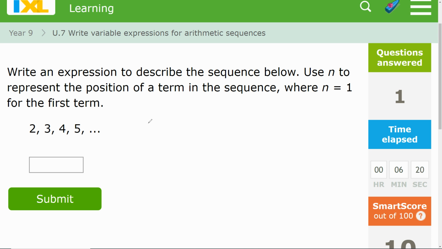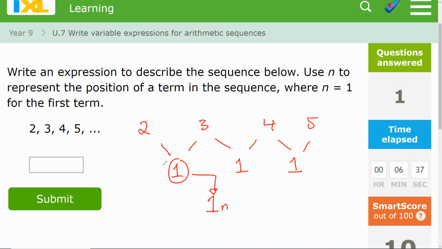Now, this is the way I think would be the easiest way to see this. You've got 2, 3, 4, and 5. The first thing you have to do is find the first difference. That's going to be 1, 1, 1. Put that number in front of n. Then once you've done that, only then see how far it is to go from there to there.